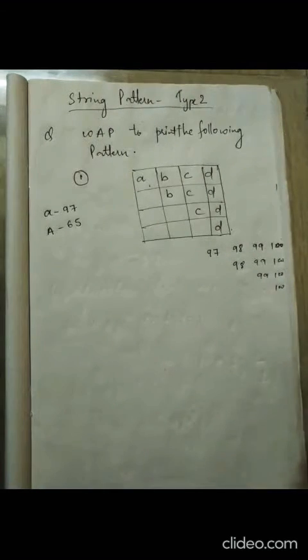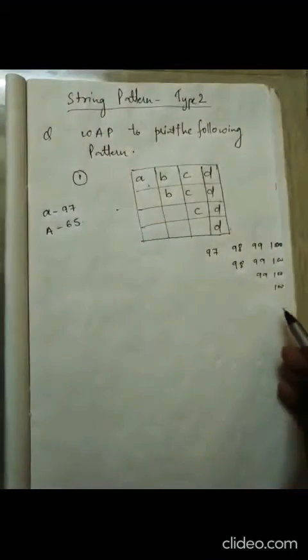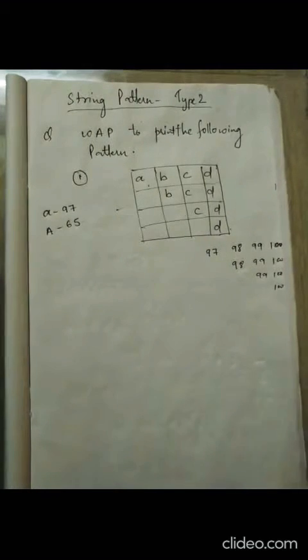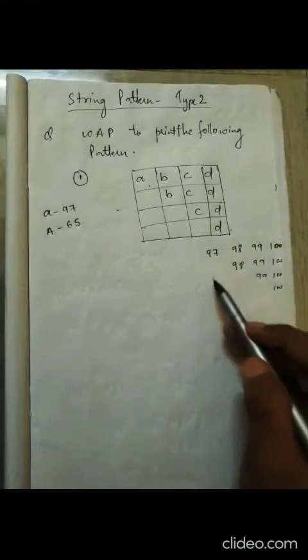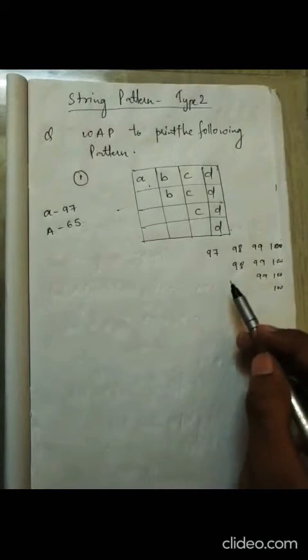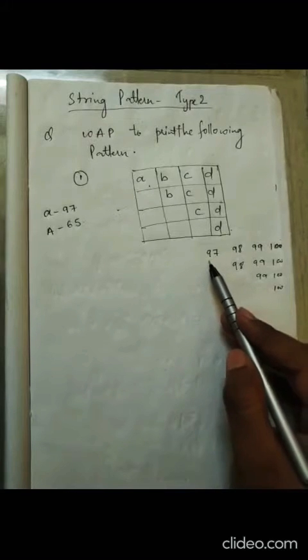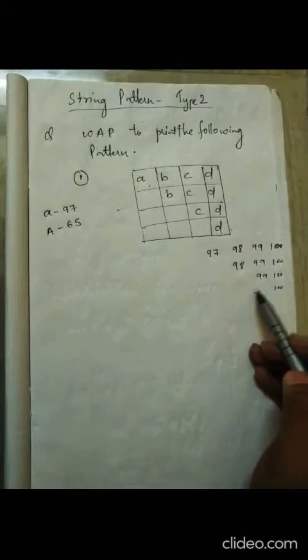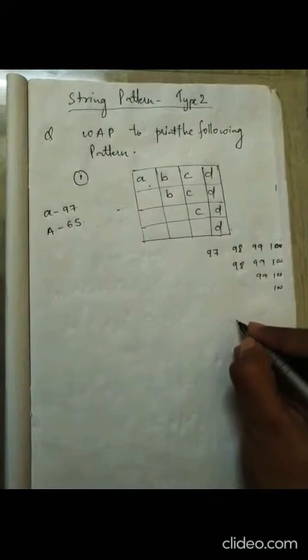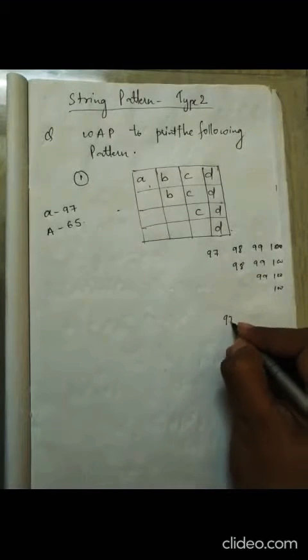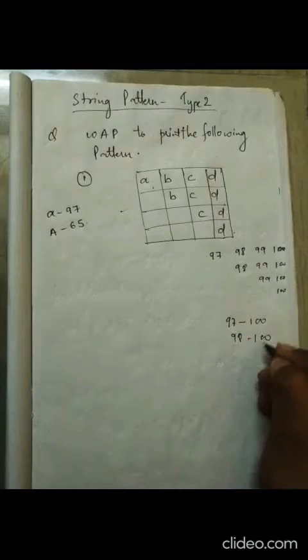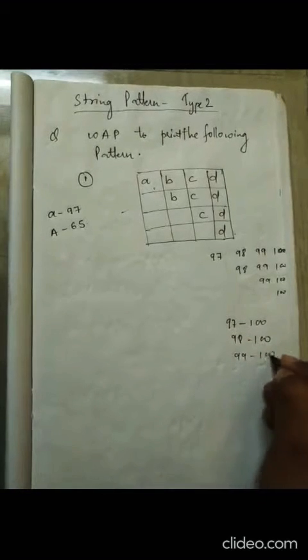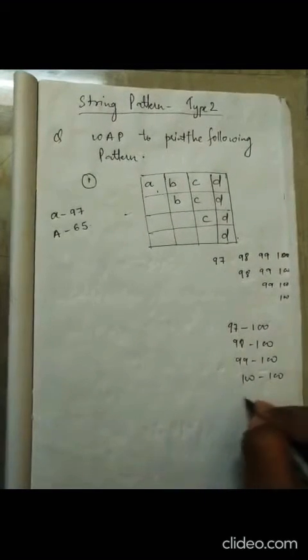Now, based on this we'll make the table and make the loop. You know how to make the table, the same method we have followed. This is the third type, where each value is changing in each line. So we have to look at the table: first 97 to 100, then 98 to 100, then 99 to 100, and then 100 to 100. This is how you make the first table.